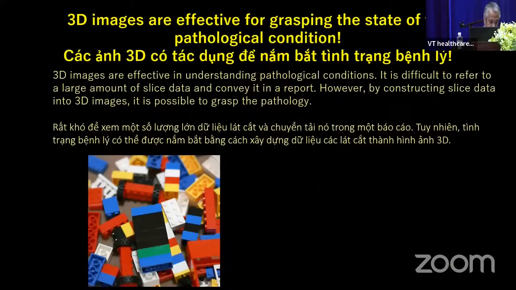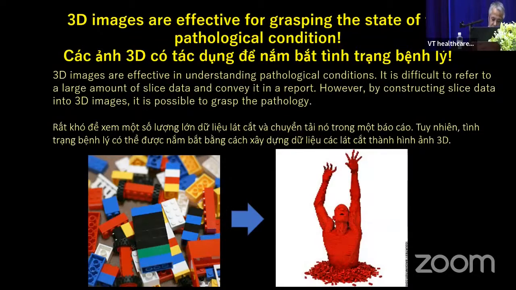3D images are effective in understanding the pathological condition. It's difficult to refer to a large amount of slice data and convey it in a report. However, by converting slice data into a 3D image, it's possible to grasp the pathology.